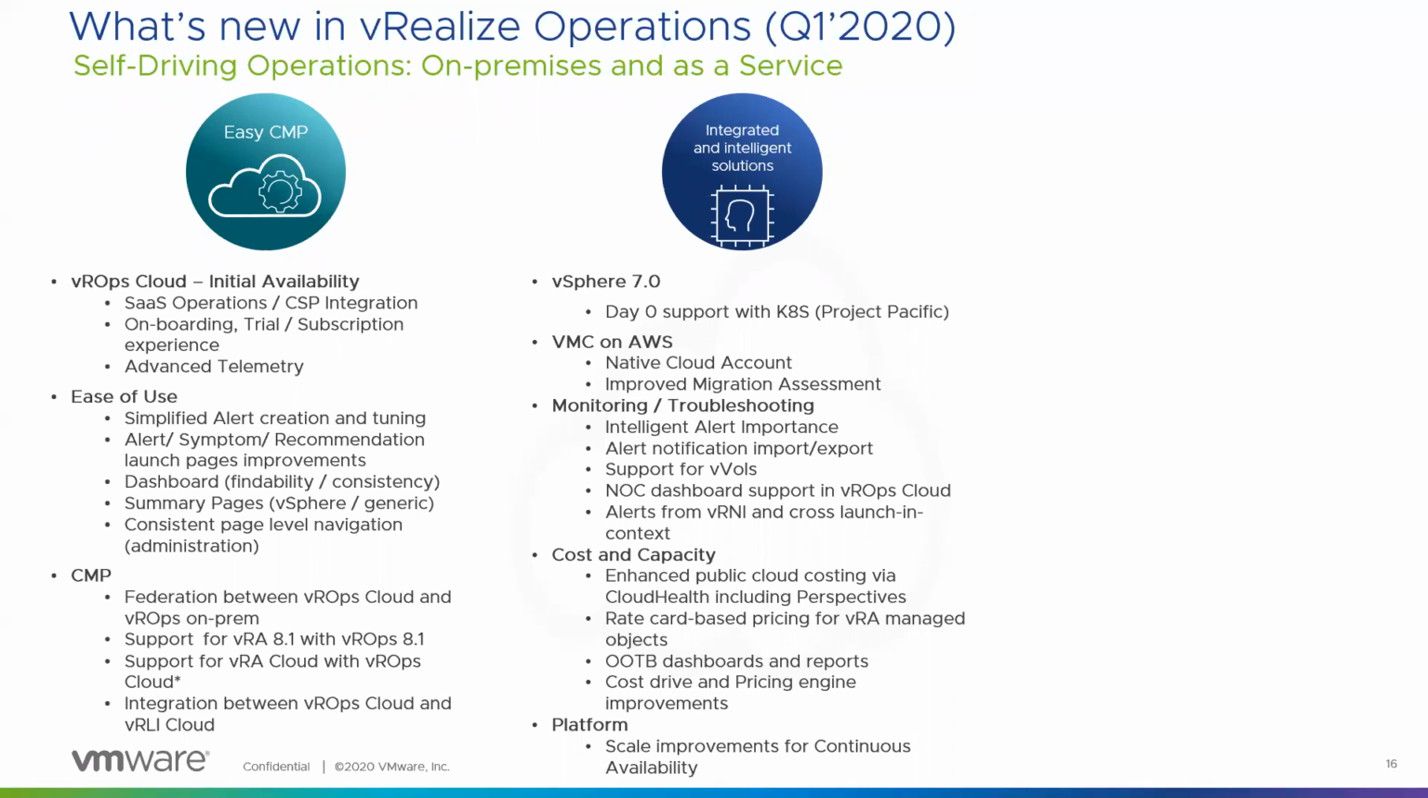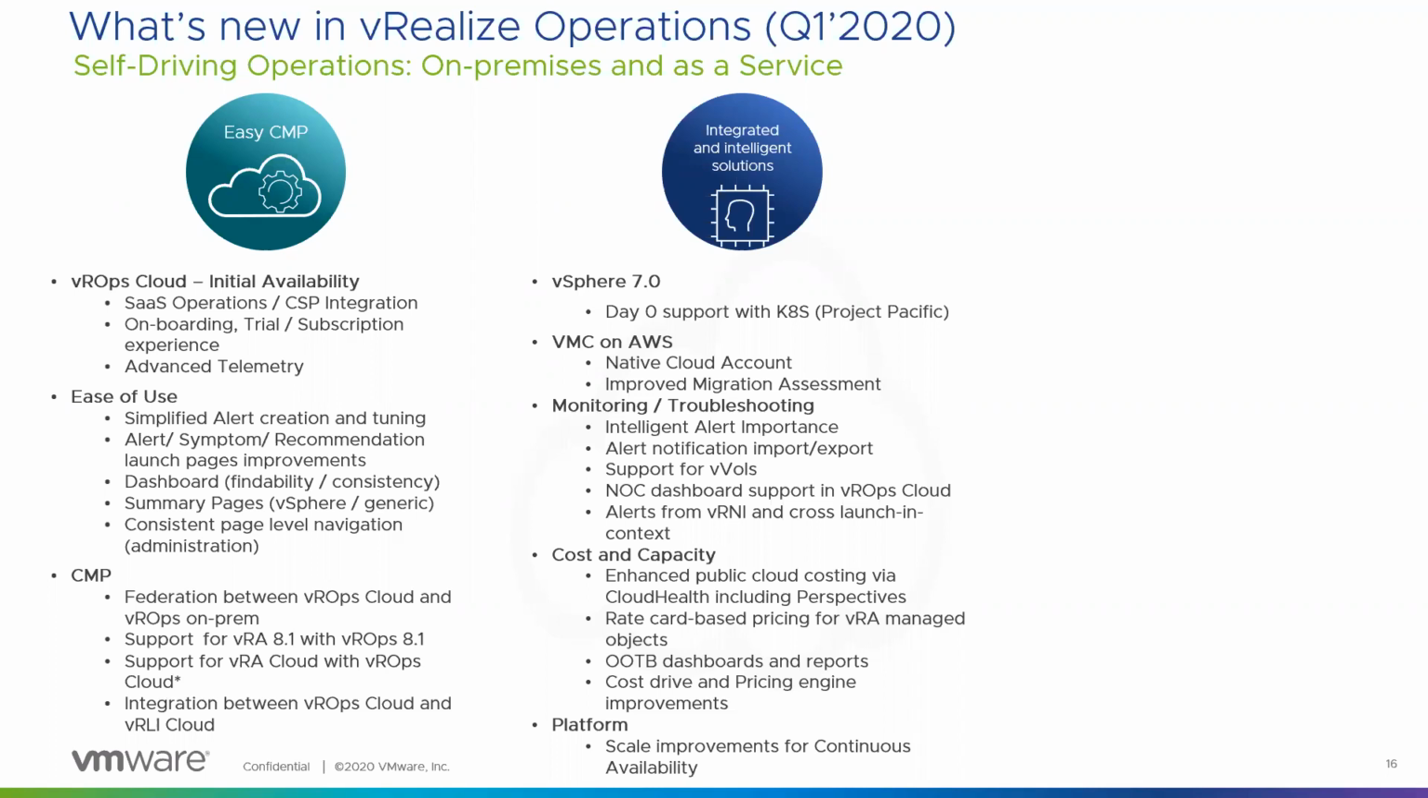And then in this release, what we have done is we have added a couple of things related to the alerts notification as well as alert importance. I'll talk about it a bit more. We have added the support for vVols. There's a NOC dashboard, which is supported in vROPs Cloud, as well as we have included the alerts from VRNI. And you have an option to cross launch as well to VRNI from vROPs.